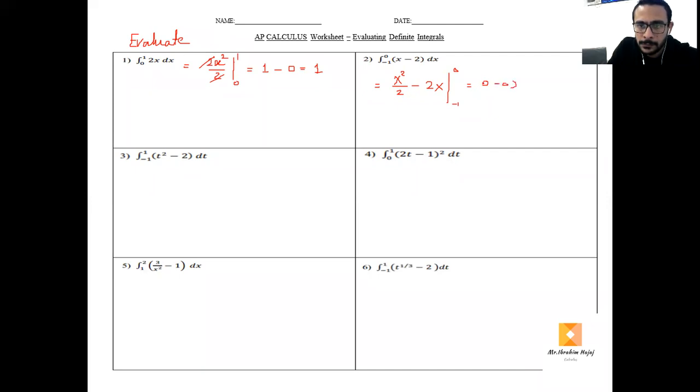Then bracket, substituting -1 for x. It will be -1 to the power of 2 over 2 minus 2 times -1, which is plus 2. So we have 0 here minus half plus 2, which is 2.5, or 5 over 2. So your final answer is -2.5. Yes, your answer here is -2.5.